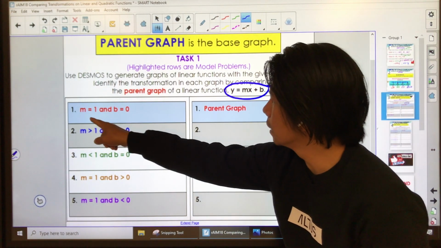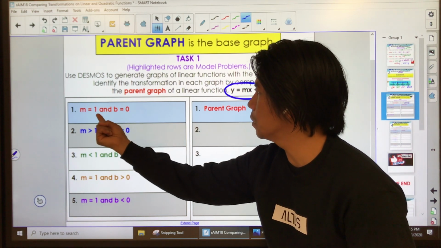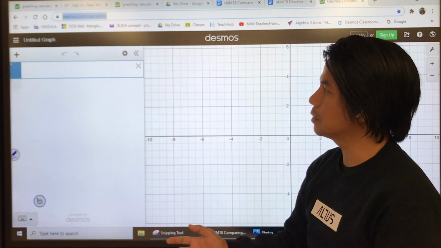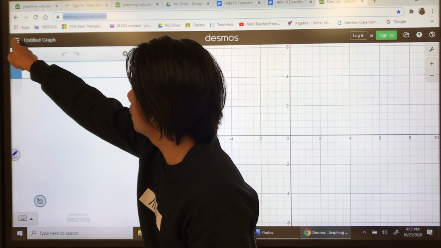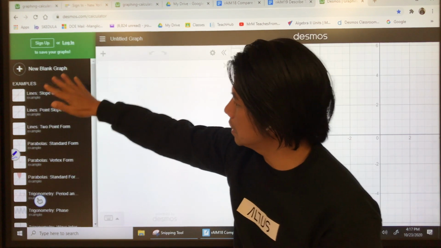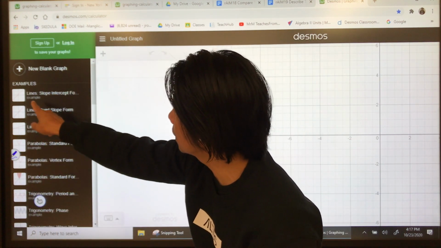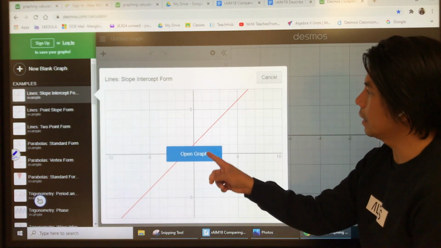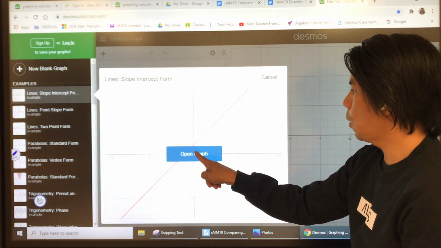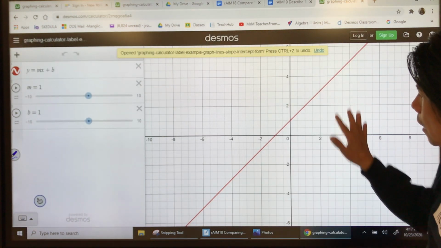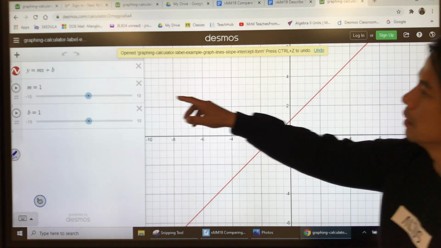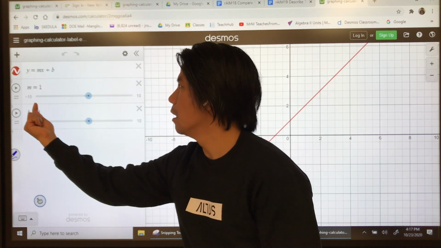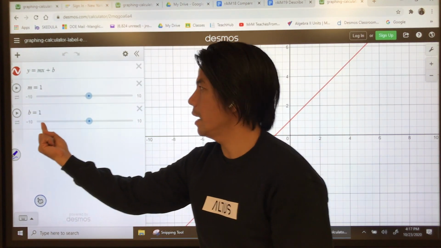So our parent graph is m is equal to 1, b is equal to 0. So guys, when you open a DESMOS and click those three lines there on the upper left corner, you will see examples. What I want you to do is to click that line, slope-intercept form. And then they have a default. Open that graph. This is the default graph of a linear function. If you notice, it says y equals mx plus b, and you have sliders for m and b, right?